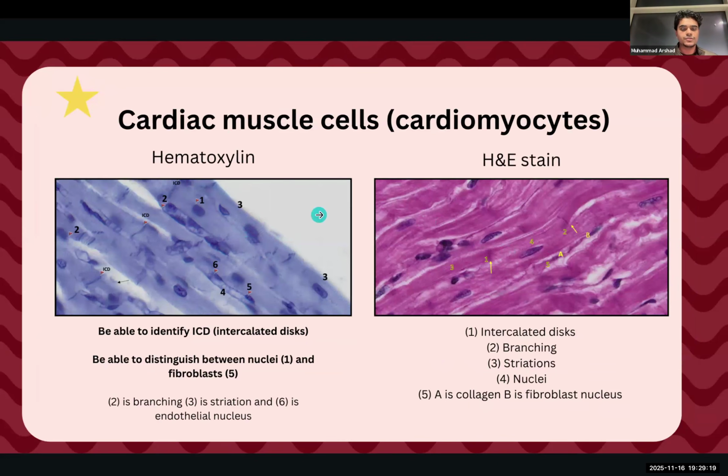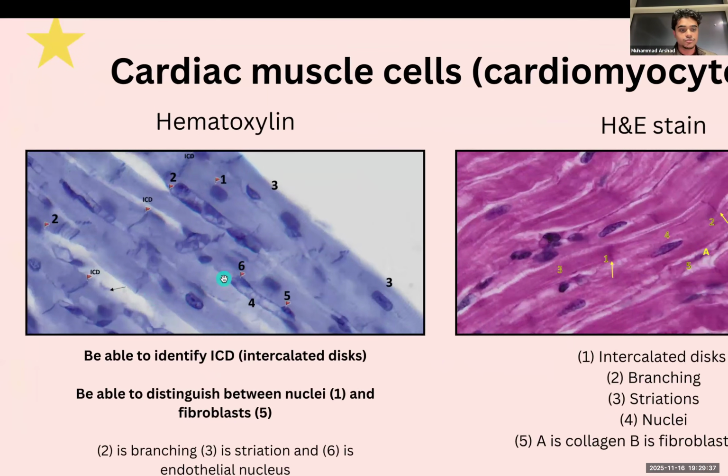So they gave you 2 different slides in the lab slides, and those are the hematoxylin stained ones and the H&E stained ones. I don't necessarily think it's important to know, but you should just have it in the back of your mind that this is hematoxylin and this is H&E.